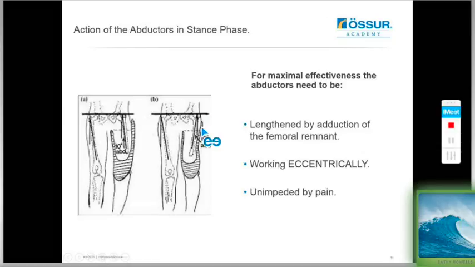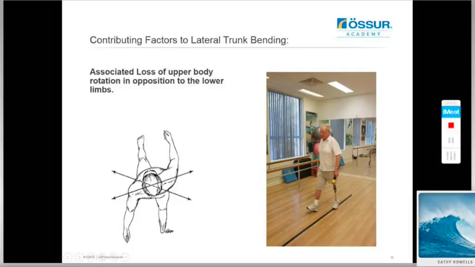The abductor muscles in this position of mechanical advantage need to work eccentrically, which means they are producing a lengthening contraction for control of this slight pelvic depression that happens during intact swing. And they also need to be unimpeded by pain in the socket to get a maximal contraction as well.